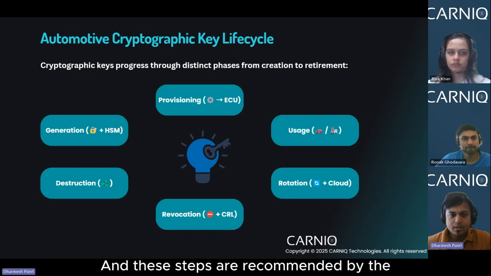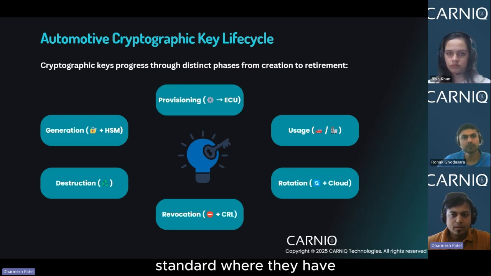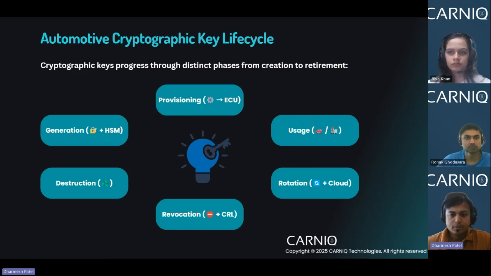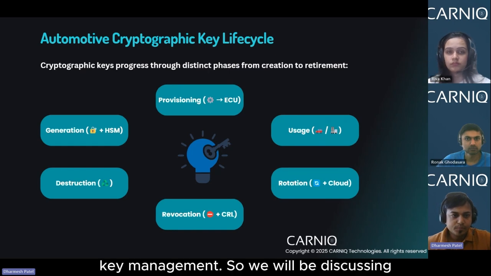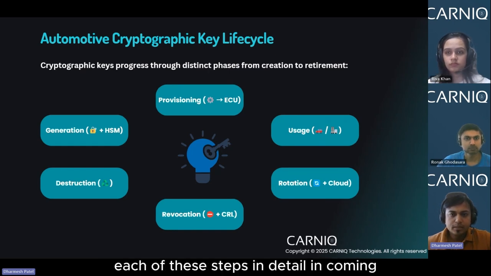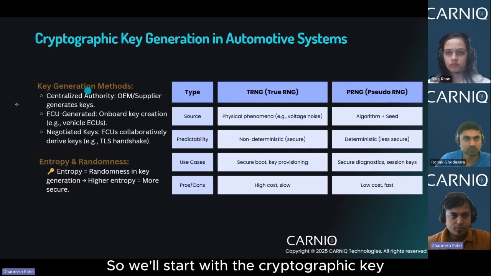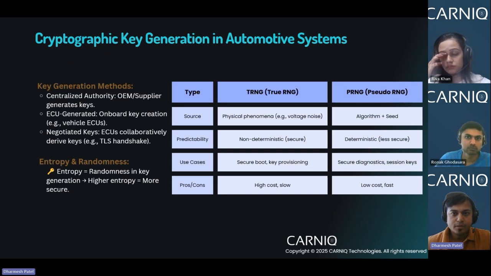And these steps are recommended by the NIST standard, NIST 800-57, where they recommend that these steps should be present when you do key management. We will be discussing each of these steps in detail in the coming slides. So we can first start with the generation. We'll start with cryptographic key generation in automotive systems.